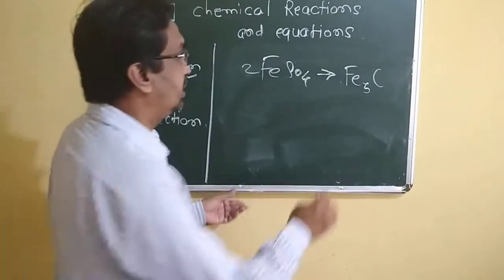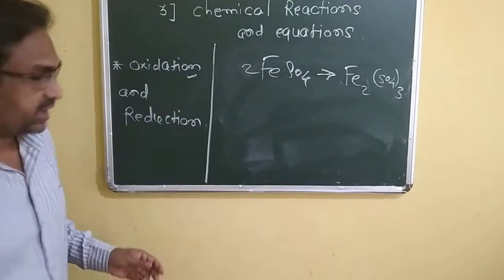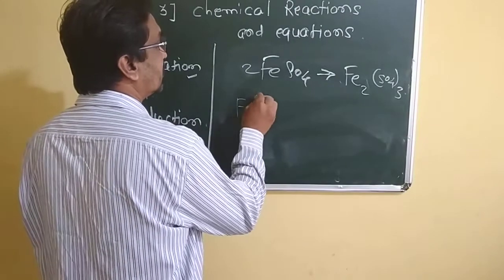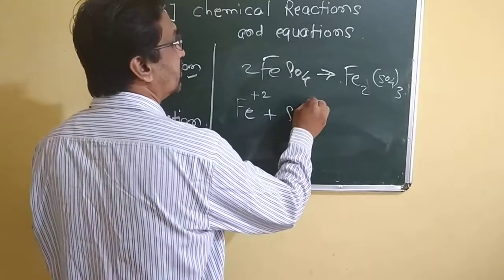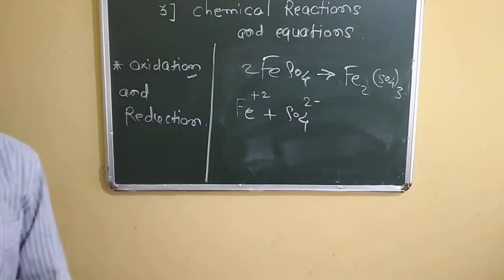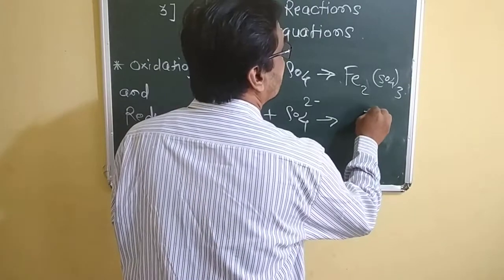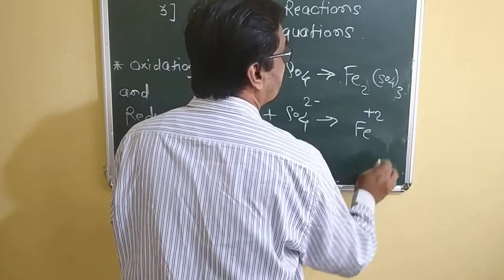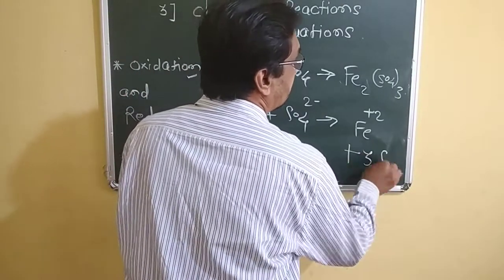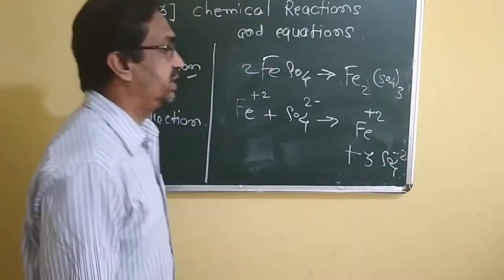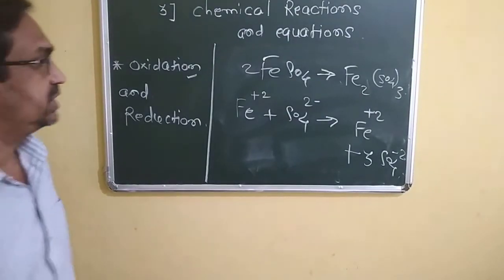Sorry, Fe2(SO4)3. Okay, so the reaction is like this: Fe2+ plus SO4 2-, that is minus 2, can give us Fe2+ plus 3 SO4 2-, that is three SO4 2-. So in this way the reaction proceeds.